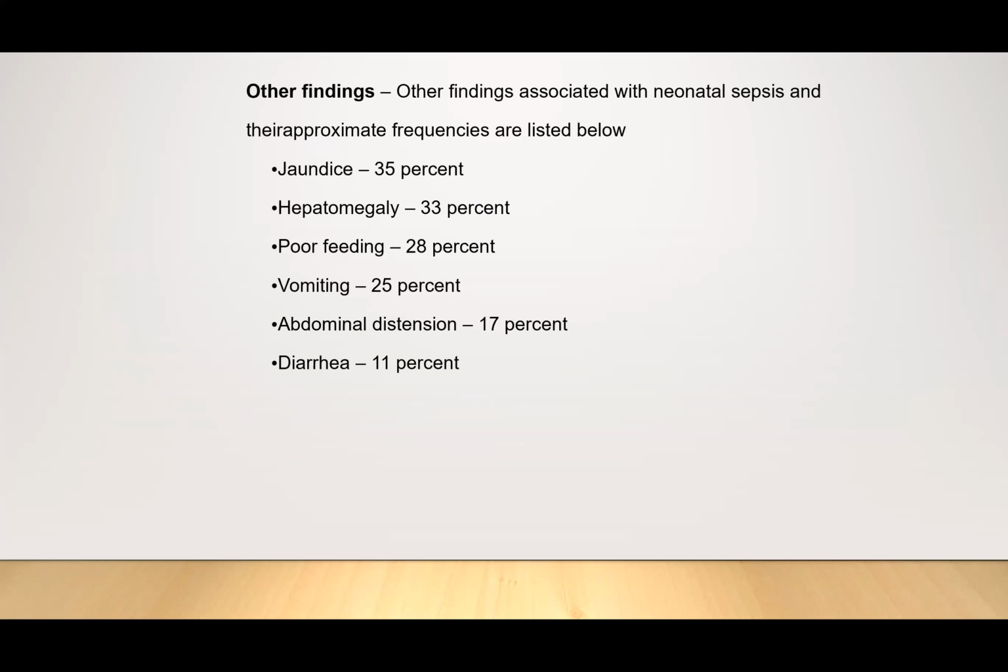And this is just, I found it now in UpToDate, the other signs or other findings that can be with neonatal sepsis: jaundice, because early jaundice, especially in the first 24 hours, or prolonged one, can be of pathological significance. So it may be present in 35% of cases. Enlarged liver, poor feeding, of course, or vomiting or abdominal distension, or even diarrhea can occur with this number.